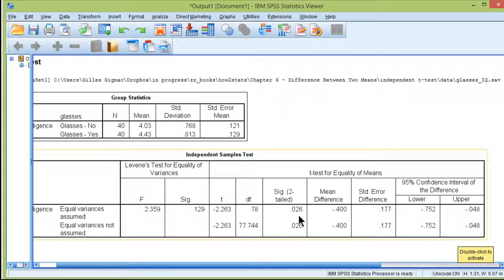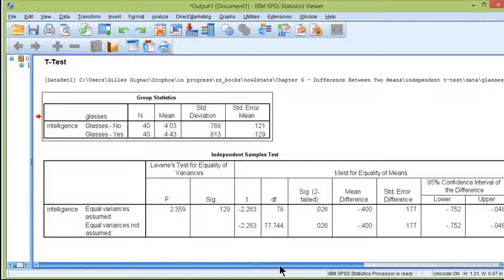It's 0.026. What these confidence intervals mean is that if I ran this study many times over with a sample size of 40 in each group, I would expect 95% of the differences between the means across all those studies, conducted over and over again with different samples of 40 people in each group, to range somewhere between negative 0.75 and negative 0.048. So that is the t-test in SPSS. Again, I'm going to cover assumptions later.